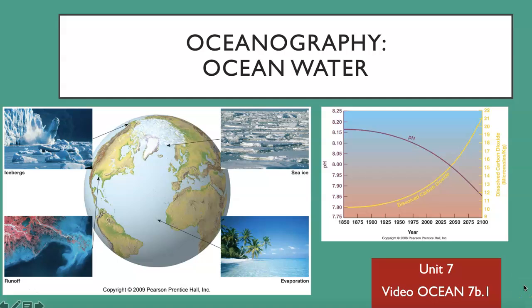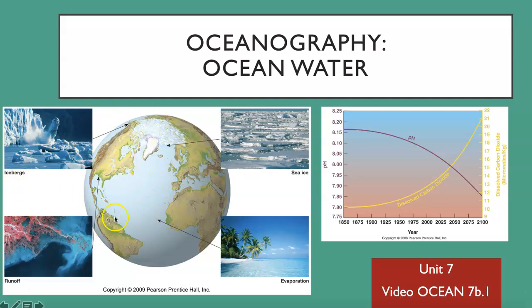This is a very short video to get you started on Unit 7B. You're going to learn about ocean water chemistry, a little bit about the salinity of water, and the acid-base nature of water, or the pH. These two diagrams kind of summarize everything we're going to talk about in this unit.